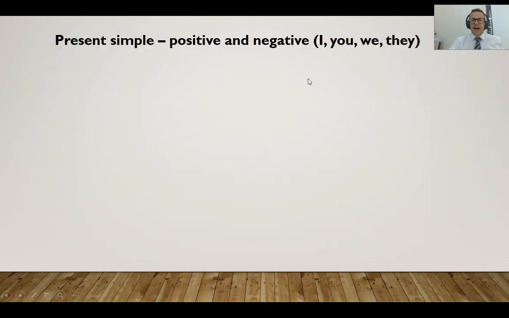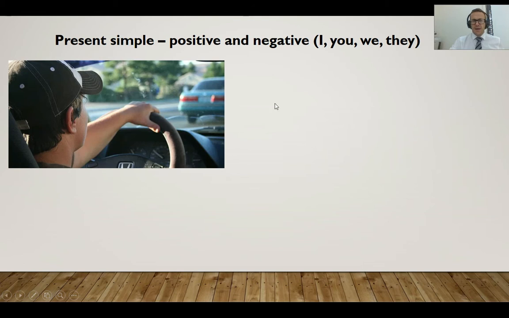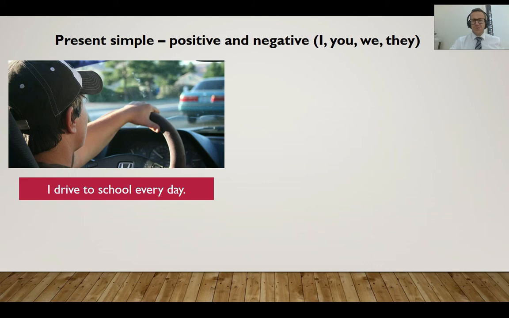Now let's look at present simple, positive and negative for I, you, we, they. Here we have a guy driving. I drive to school every day. This is the present simple. It's the positive and it's using I. We use the present simple for things that are generally true, things about living and working, and habits and routines. So this is a habit here. He drives to school every day.